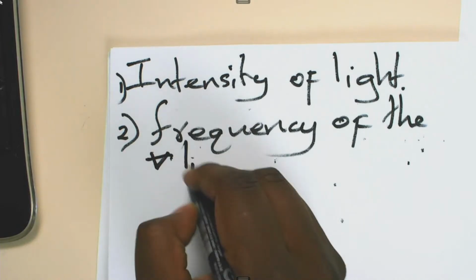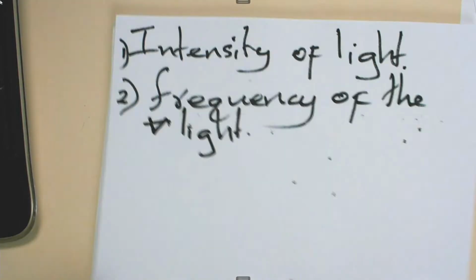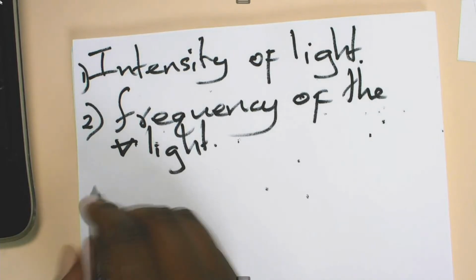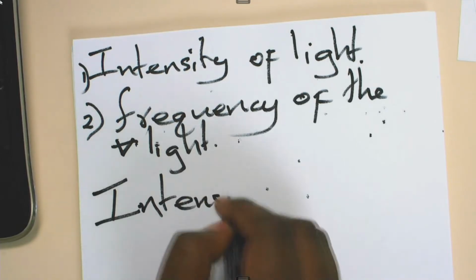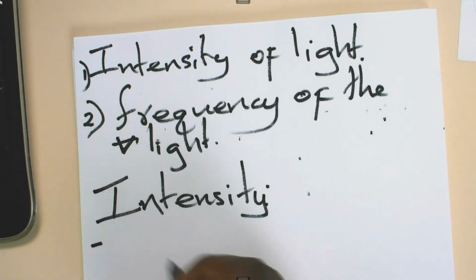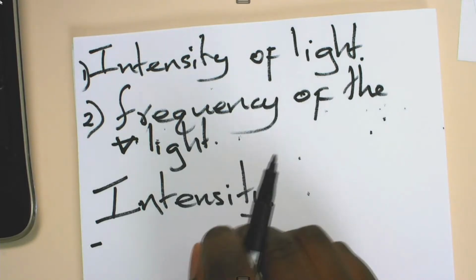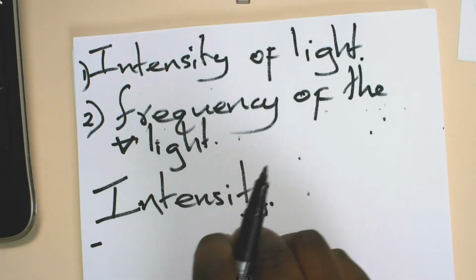Frequency of light. We'll now explain how intensity of light affects the current that we are going to produce. With intensity, when we increase the intensity, it means you will have more photons hitting the metal surface. But it is important to understand that the intensity of light that we increase must be light that is able to release electrons from the surface of the metal.